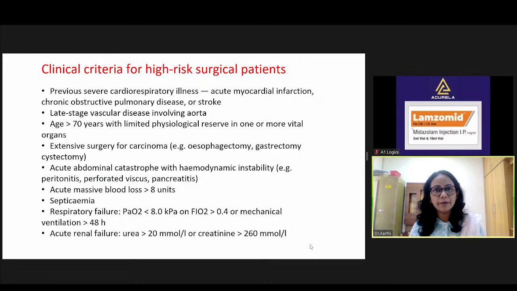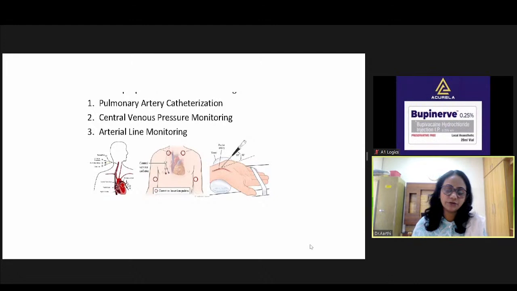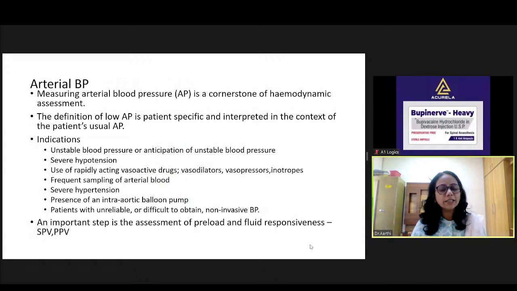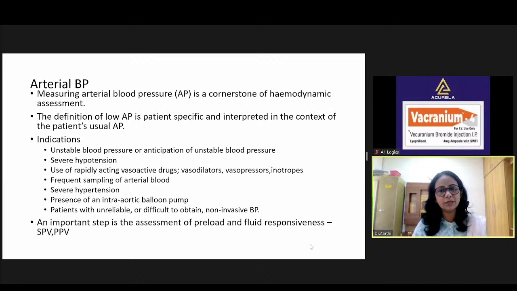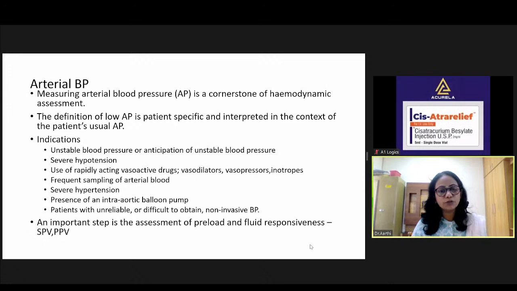I'm going to talk about three monitors: arterial line monitoring, central venous pressure monitoring, and pulmonary artery catheterization. Coming into arterial blood pressure monitoring, it is a cornerstone of hemodynamic assessment. The definition of low arterial pressure is patient-specific and always interpreted in the context of the patient's usual blood pressure. What are the indications of arterial monitoring? Patients who have unstable blood pressures or are anticipated to have unstable blood pressures, patients in severe hypotension who need rapidly acting vasoactive drugs like vasodilators, vasopressors, and inotropes, and also for frequent sampling purposes, patients with severe hypertension and other supportive devices like intra-aortic balloon pump, and patients with unreliable and difficult to obtain non-invasive blood pressure.